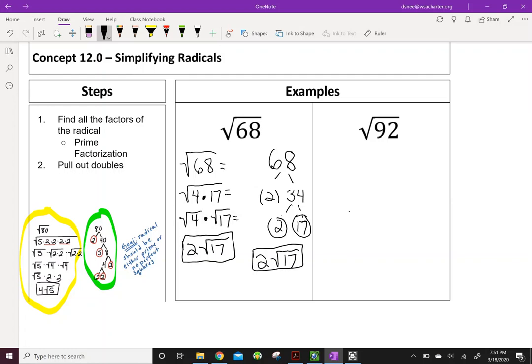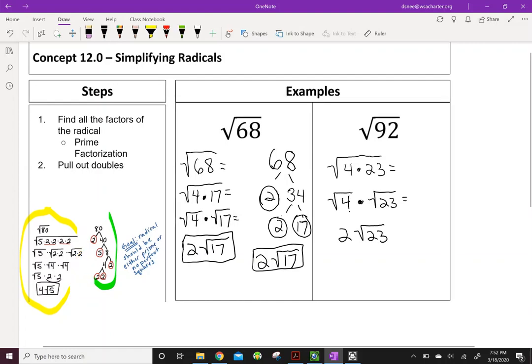Okay, on to the next example. The next example says simplify the square root of 92. So again, I can use that guess and check method. 92 divided by 4 equals, hey, that's 23. So the square root of 92 is equal to the square root of 4 times 23, and the square root of 4 times the square root of 23 is equal to the square root of 92. And I know the square root of 4 is 2. So 2 times the square root of 23 is equal to the square root of 92. And those are all prime numbers. This is prime factorization. We're getting out all the prime factors.